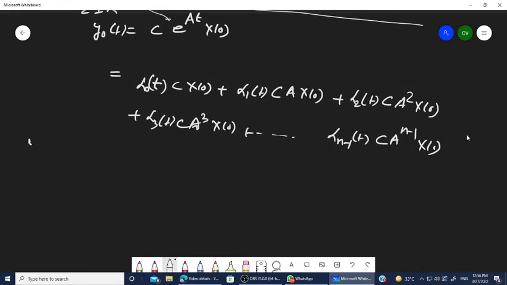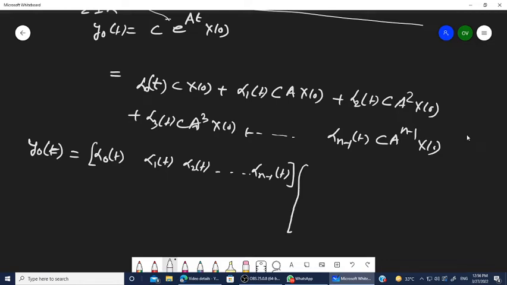Can we write this equation? Yes. How? Simply you can write here alpha naught t, alpha 1 t, alpha 2 t, and so on up to alpha n minus 1 t, into C, CA, CA square up to CA to the power n minus 1, and the last term is x naught. So this is the equation.